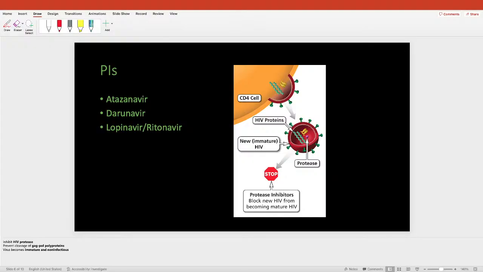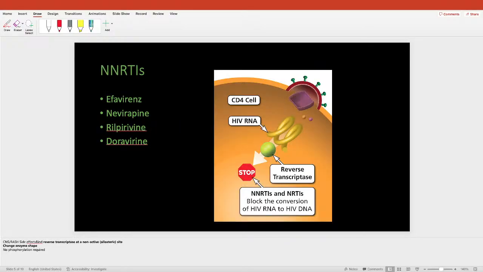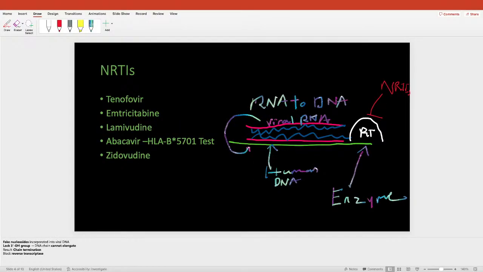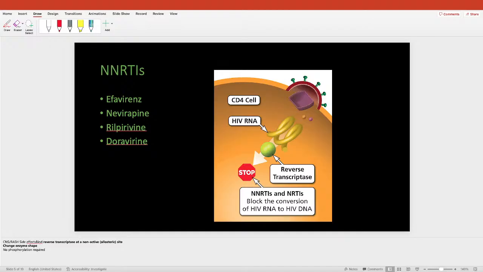And when it becomes immature and non-infectious, that's what we want. We don't want it to be infectious. So it's going to prevent the cleavage of one of the polyproteins, the GAG polyprotein. So these are some key things to understand when it comes to mechanism of action of HIV medications. You need to have a familiarity with NRTI and NNRTI, and don't be confused with these two. Even though they both deal with reverse transcriptase, the end results can be different.